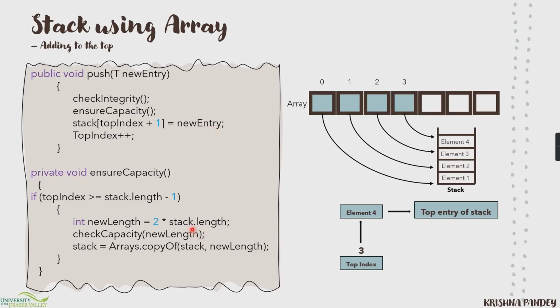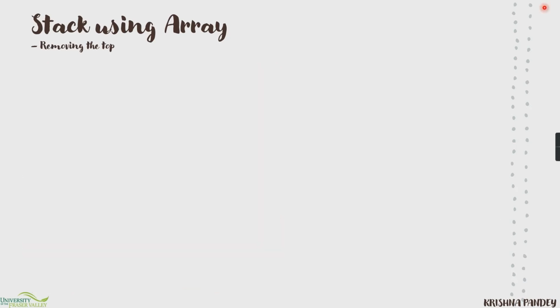To indicate the empty stack array, we have assigned -1 to the top index as its initial value. This choice allows push to simply increment the top index before using it when placing a new entry in the array. If we want to remove the top entry from the stack, we have two methods.